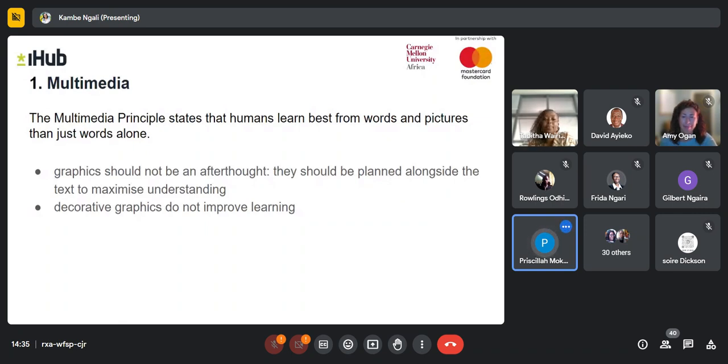And yes, this one, decorative graphics do not improve learning. Basically, sometimes we have too much of a good thing, and when we talk about too much of a good thing, it becomes distractive, and the learners are just checking how they look, how beautiful they are, and then there is no learning happening. So even as we put the graphics and the multimedia, we should put them where it is very necessary, and also alongside the text, so that even as they read, they can visualize exactly what they are reading.